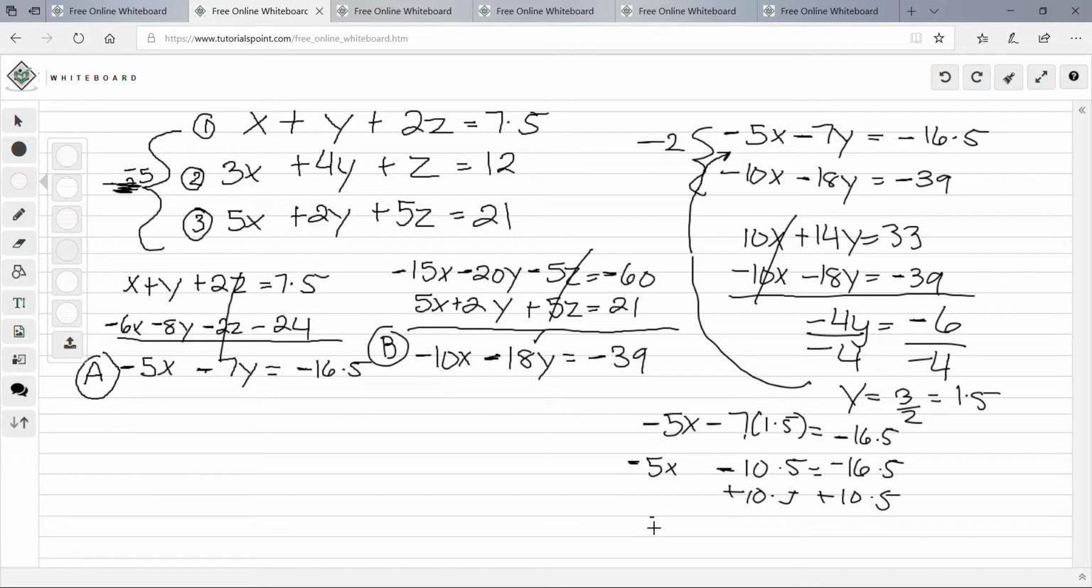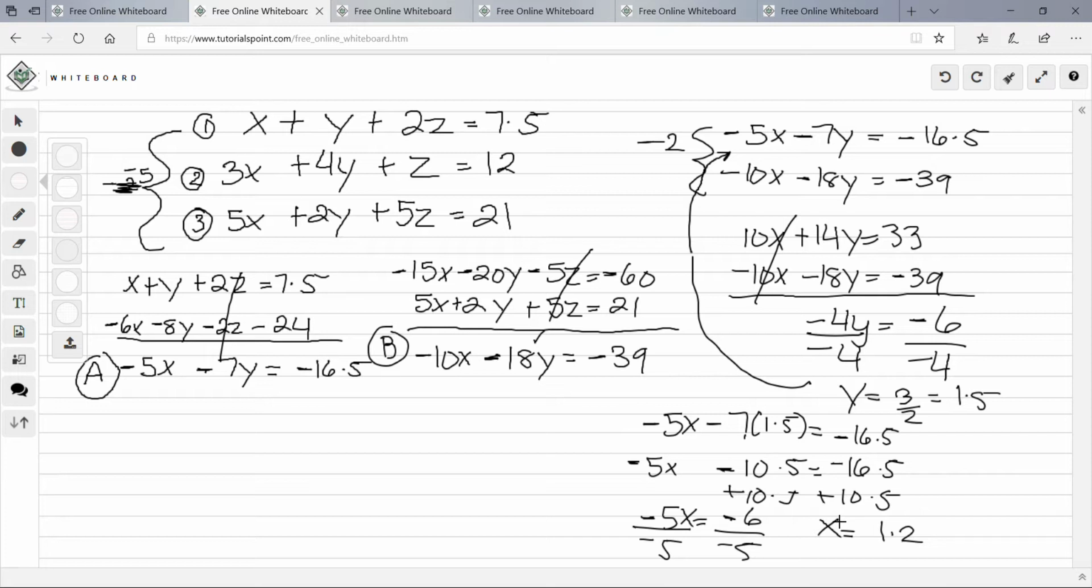So we're left with negative 5x equals 10.5 minus 16.5, which is, let me get my calculator, negative 6. Divide both sides by negative 5. So x equals 6/5 or 1.2.